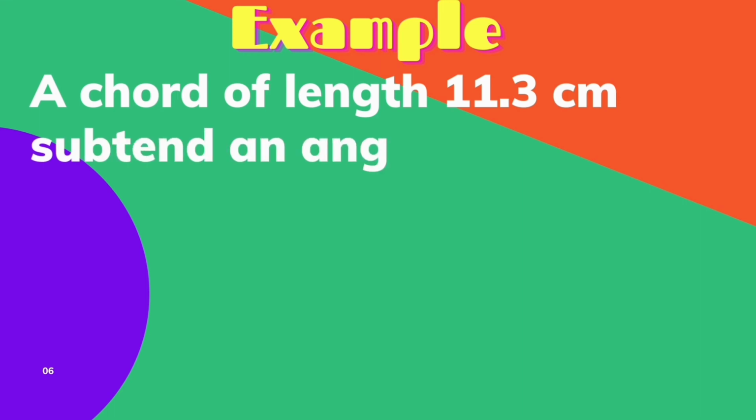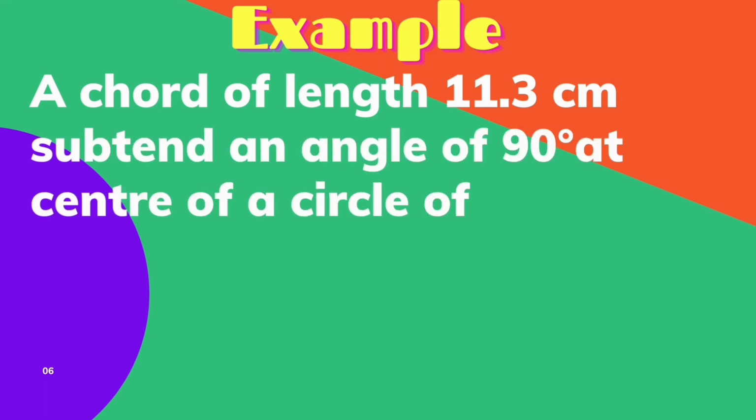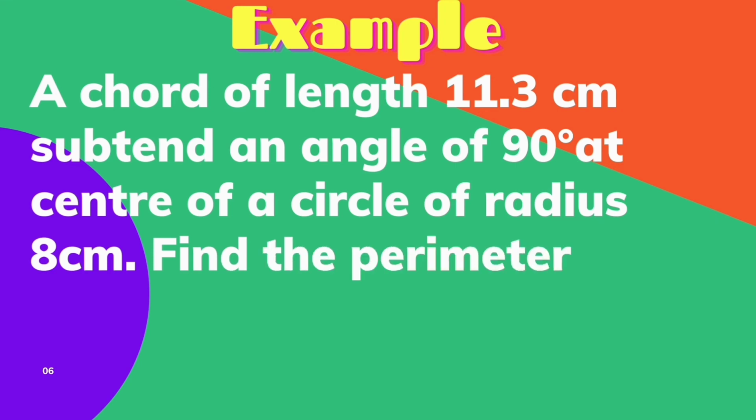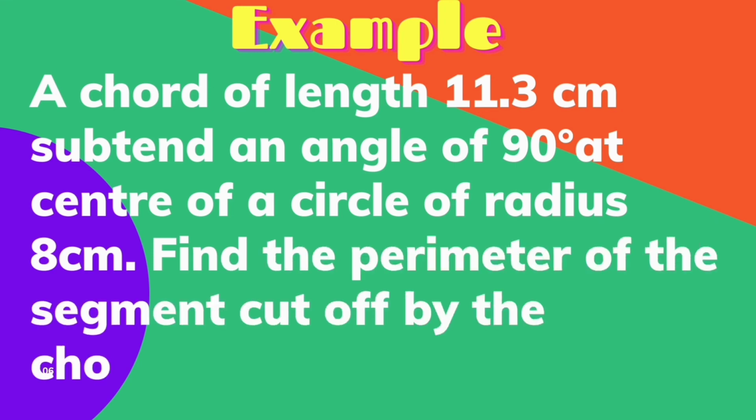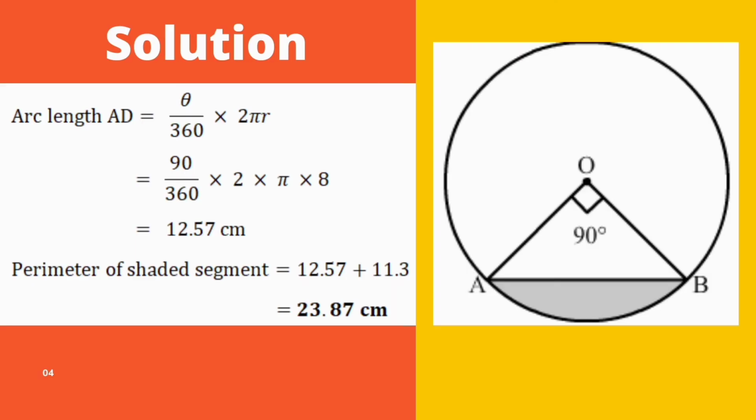And let's take an example involving how to find the perimeter of a segment. A chord of length 11.3 centimeters subtending an angle of 90 degrees at the center of the circle. You are told to find the perimeter of the segment cut off by the chord. So you first of all find the length of the arc, which is theta all over 360 times 2 pi r. And when you substitute the parameters, you are going to have 12.57. You subsequently add the length of the chord to this figure and you have 23.87 centimeters as the answer.